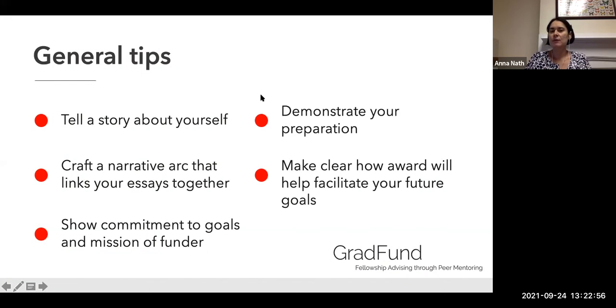So, general tips. The personal statement, tell a story about yourself, right? Craft a narrative arc that links your essays together. The various parts of the application have to talk to each other. Think about them as each giving you an opportunity to showcase a different side of you. Whether it's here, it's a personal side. In a proposal, it's going to be your academic side. The transcripts are going to show something else, et cetera. So think about, is there a narrative that connects the two? Can I tie them together?